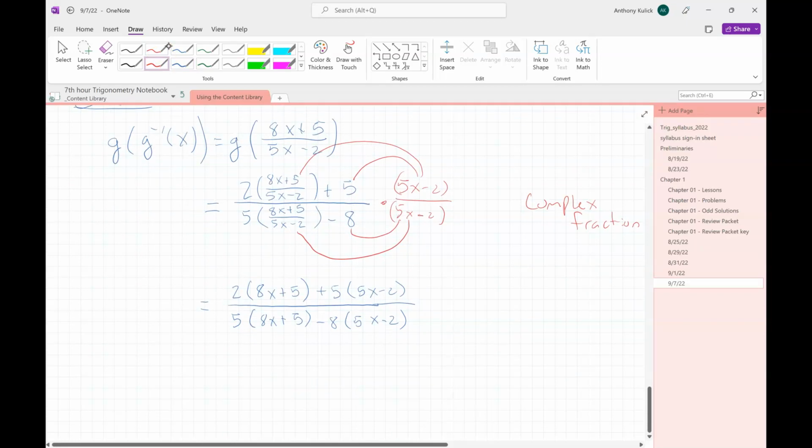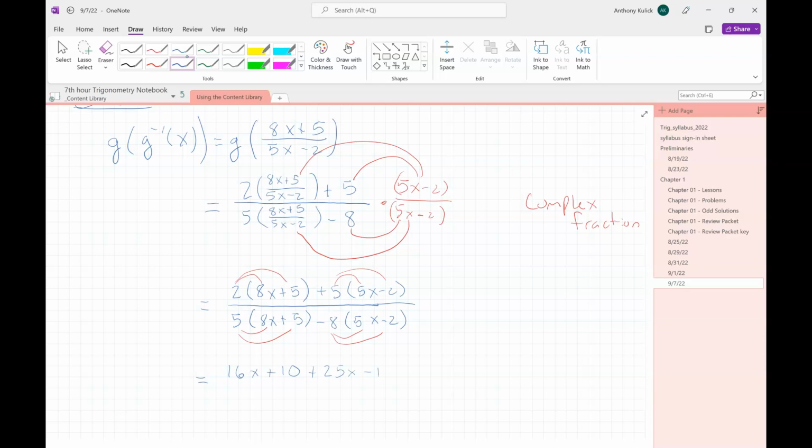What should I do next? Distribute. Absolutely. What's the place that I need to be a little bit careful when I'm doing this distributing? In that denominator, when I distribute the negative 8, I have to make sure that I remember to take the negative sign with it.